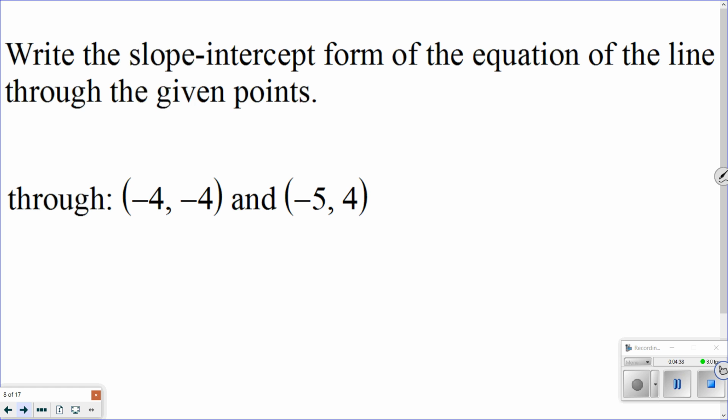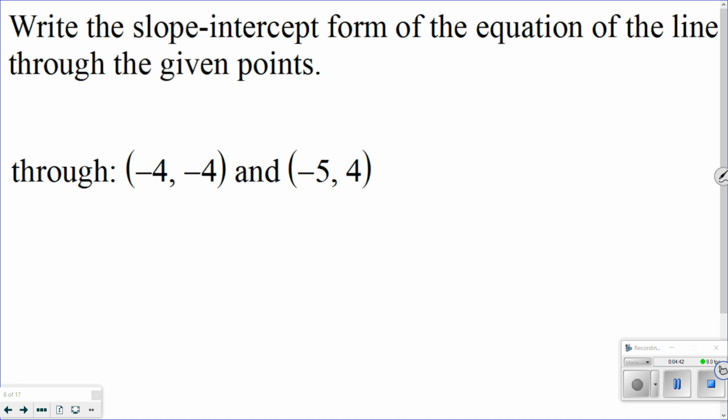Okay, let's try this one. So same directions. We want to find the slope-intercept form of the equation. I have these 2 points. So I'm going to start by finding the slope.